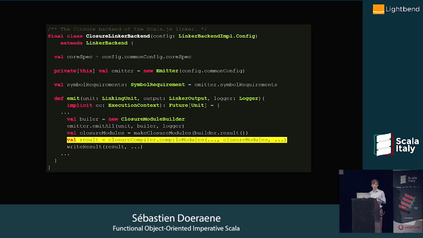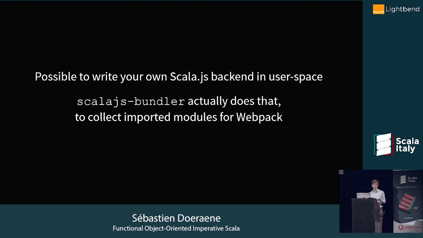And since it's an abstract open class, you can also have custom linker backends written by users outside of the Scala.js compiler. You can write your own linker backends. And you would say, nobody would do that. Leave that to the Scala.js authors. I don't want to deal with that. But in fact, it's actually used already. There is at least one project that writes its own linker backend.